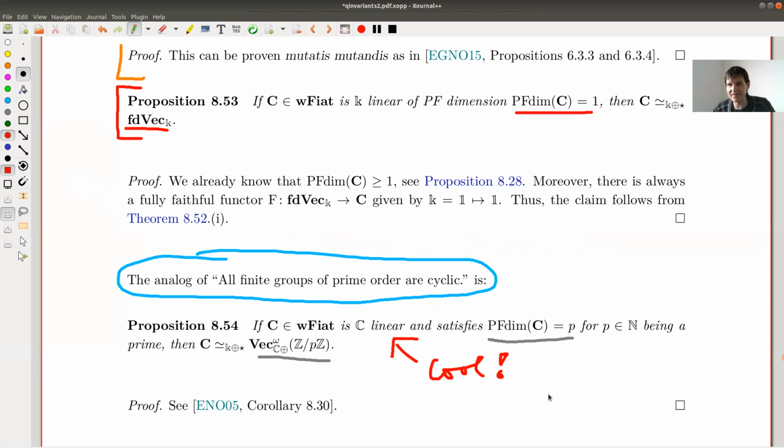It's a much better thing than if you would fix the rank to be a prime, as we have seen above. The classification was kind of a bit crazy, right? And here it's just much cleaner, much nicer. So the PF dimension is a much better invariant than the rank. The rank is a little bit too crude.